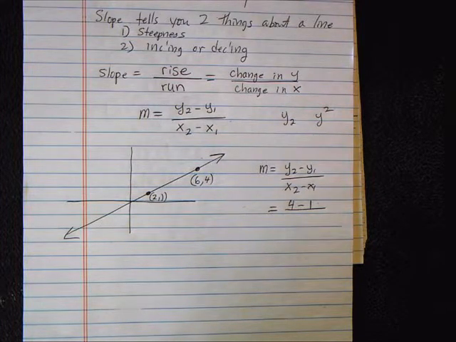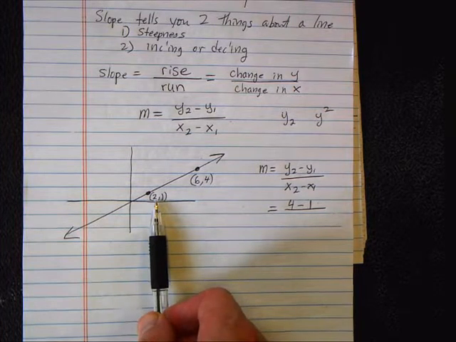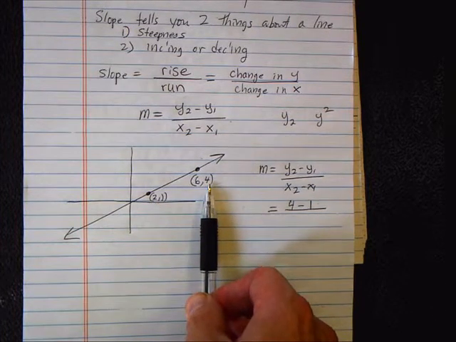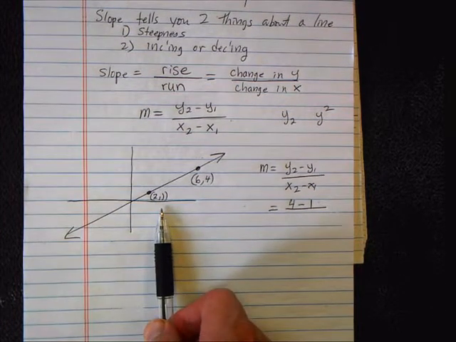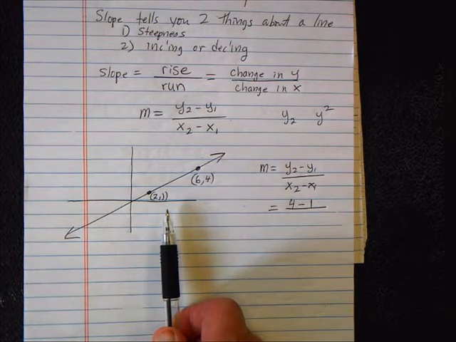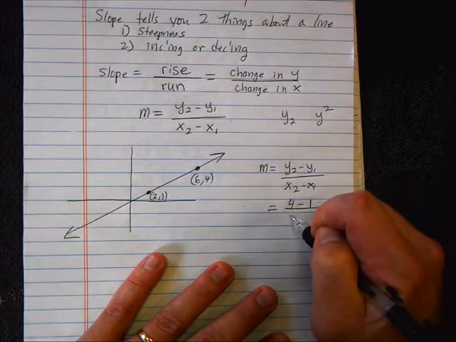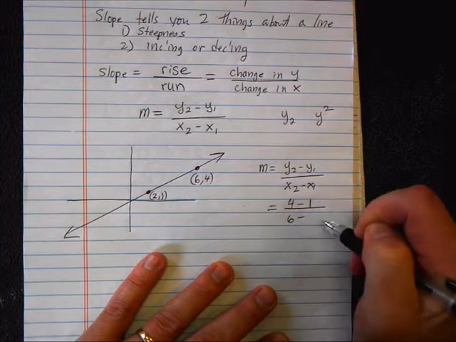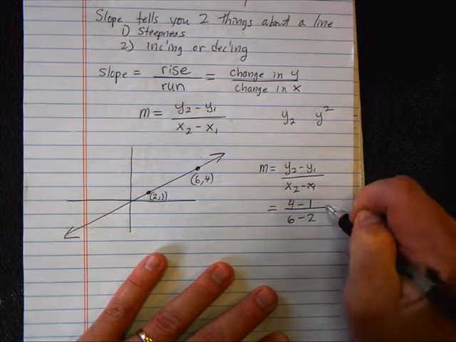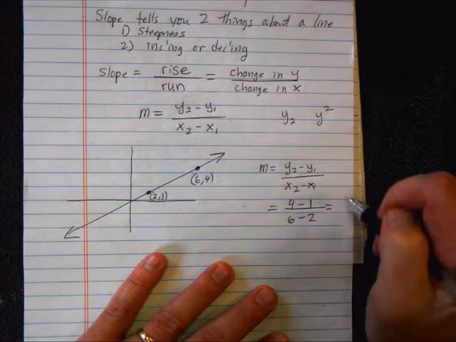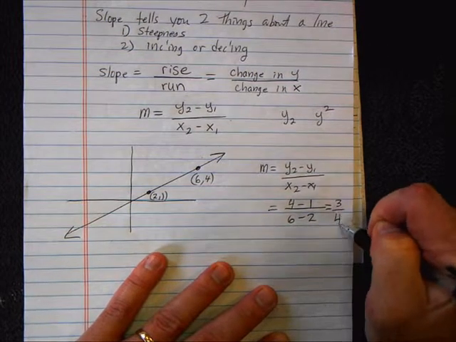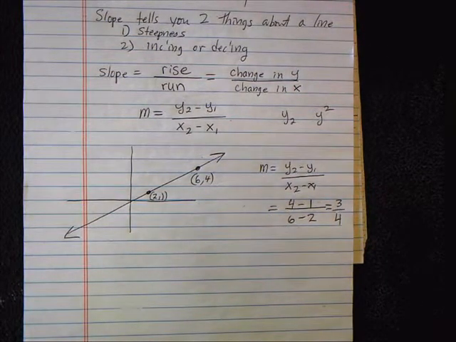Because that's the way the teacher wrote them down. The teacher wrote this point first and wrote this point second, so I used this as the second one and that as the first one. That's all. Nothing special there. All right, x2 minus x1. What's the x2 number? 6 minus 2. So my answer is 3 over 4. So the slope of that line would be 3/4.